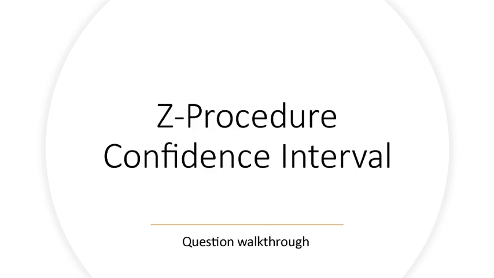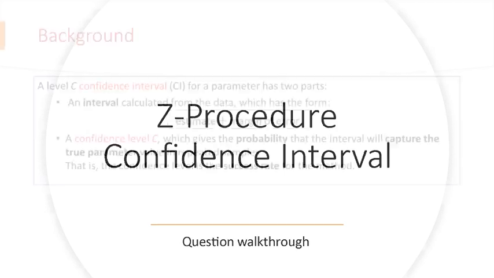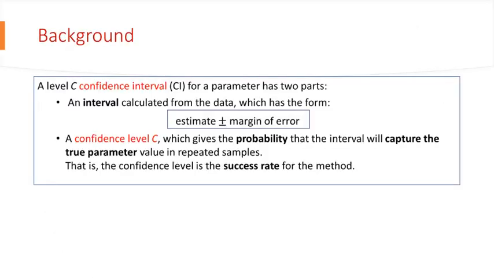Hi, in this video, we will go through how to approach confidence interval under the Z procedure. A level C confidence interval, CI, for a parameter has two parts. 1. An interval calculated from the data, which has the form estimate plus or minus margin of error. 2. A confidence level of C, which gives the probability that the interval will capture the true parameter value in repeated samples. That is, the confidence level is the success rate for the method.